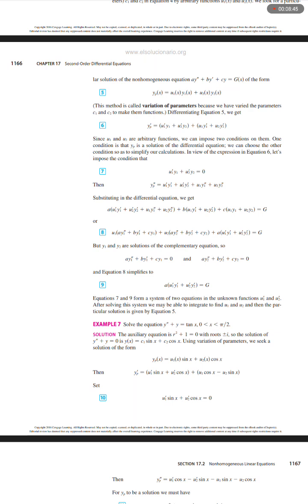In view of the expression in equation 6, let's impose the condition, equation 7, u prime sub 1 y sub 1 plus u prime sub 2 y sub 2 equals 0. Then y double prime sub p equals u prime sub 1 y prime sub 1 plus u prime sub 2 y prime sub 2 plus u sub 1 y double prime sub 1 plus u sub 2 y double prime sub 2.